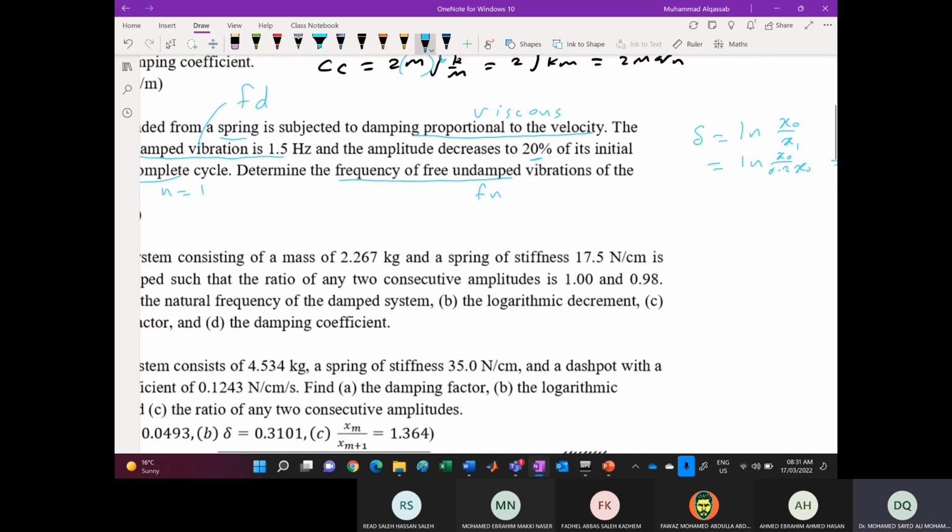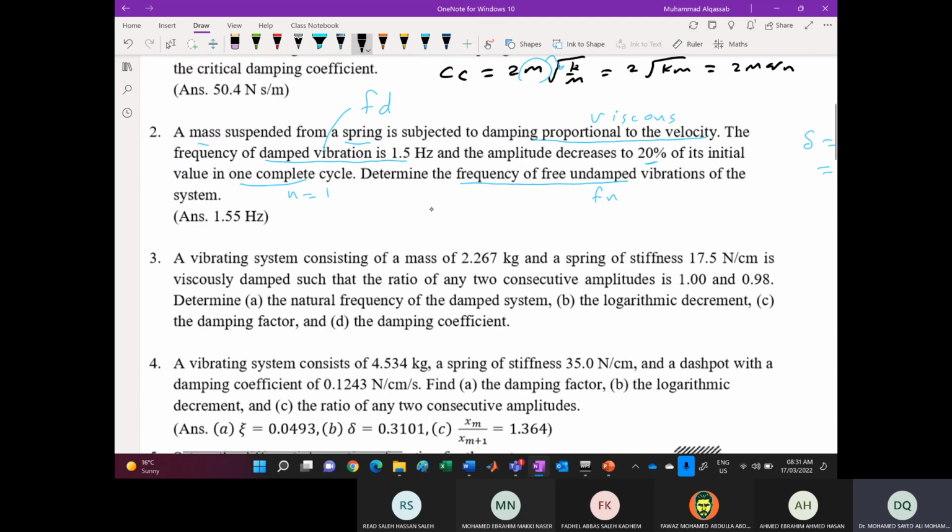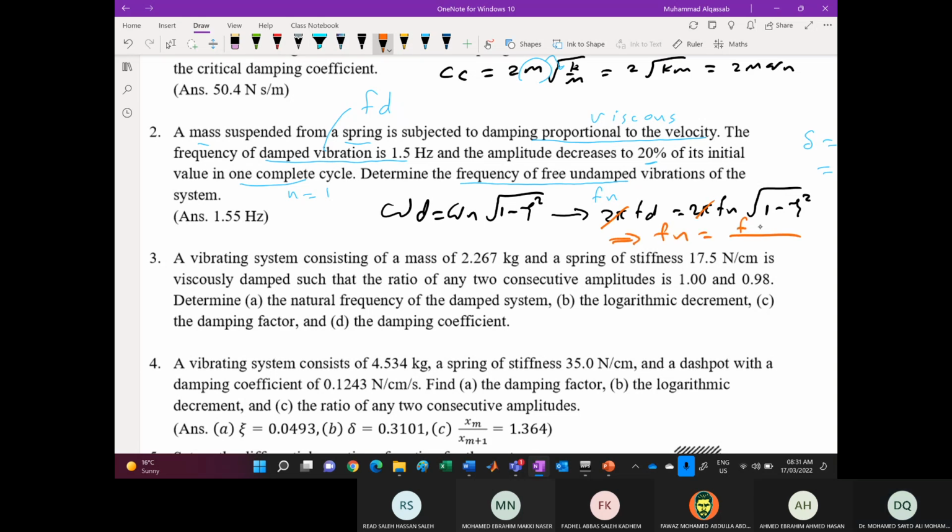So this is zeta, but the question is to find Fn. We know that omega d equal to omega n square root of 1 minus zeta squared. And when you substitute for omega d, it is 2 pi fd equal to 2 pi fn square root of 1 minus zeta squared. The 2 pi and 2 pi cancel, and then you can get fn from here. Okay, 1.55. That is the same as the answer.